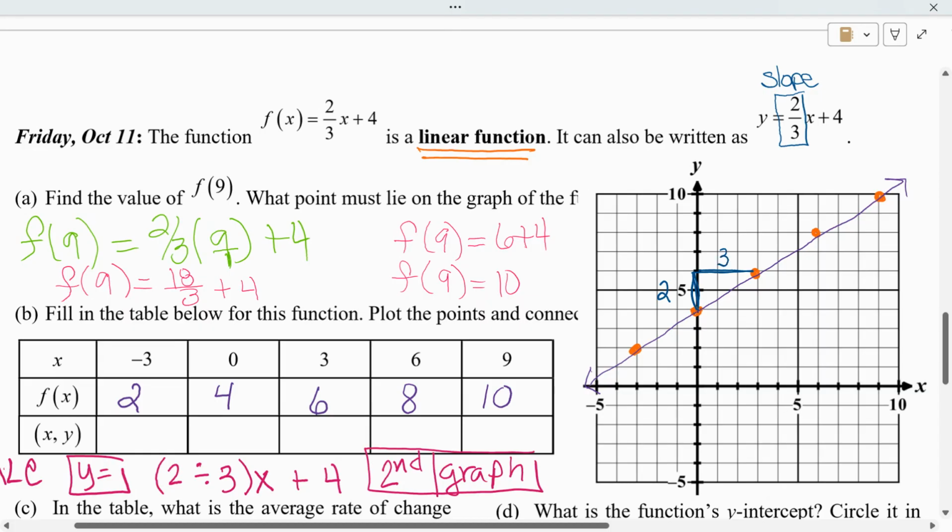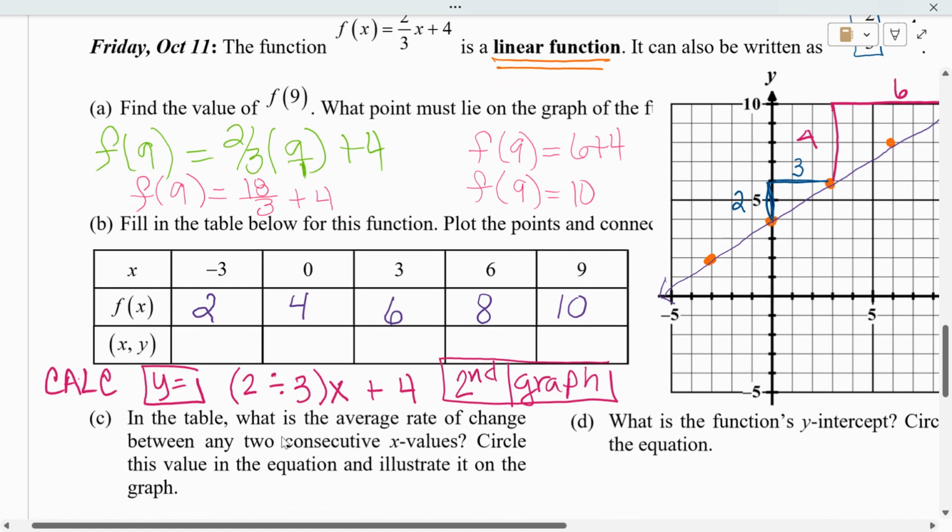Perfect. What if I started at this point right here and I went all the way up and to the right? How much do I go up here? Up 4. And how much do I go to the right? 6. 4 over 6 can equal 2 over 3. Yeah, it reduces to 2 over 3. Very good. Okay, so this little box underneath the outputs is just asking us for the ordered pairs. So we're just going to write the ordered pairs. -3, 2. This is the ordered pair 0, 4.